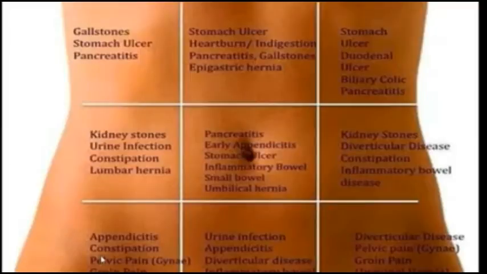Proceeding downward to the right iliac region, as we already mentioned, the appendix lies in this region. Therefore, the patient with appendicitis in a later stage might present with pain in this region. Constipation, and pelvic pain, which is most probably due to gynecological reasons, especially in women, because in this area we're going to find the right ovary and the right fallopian tube, and it might be Crohn's pain or inguinal hernia.